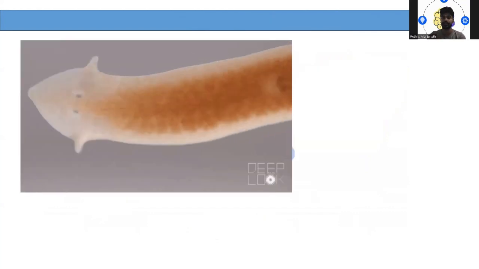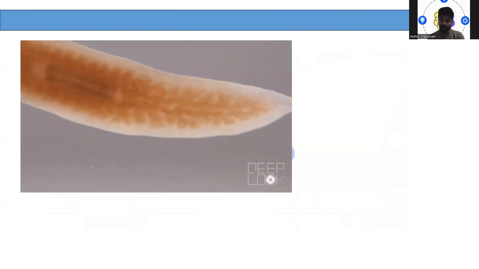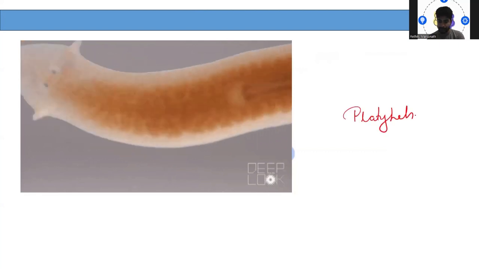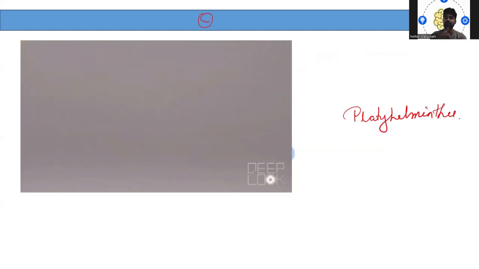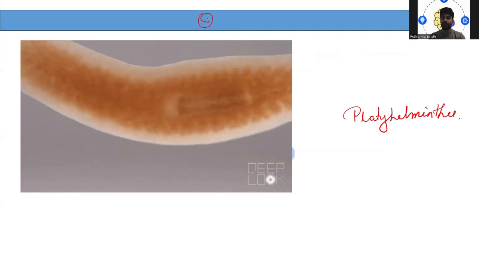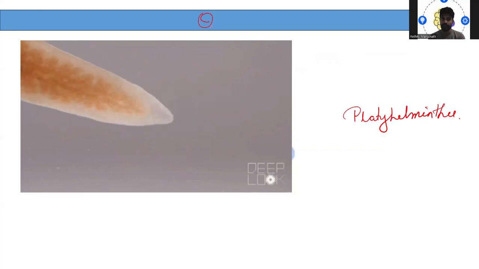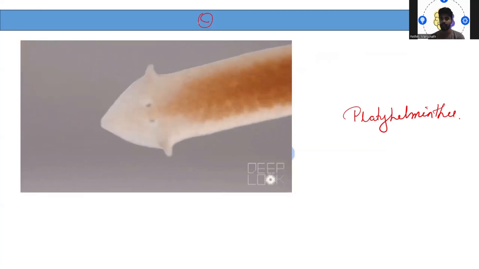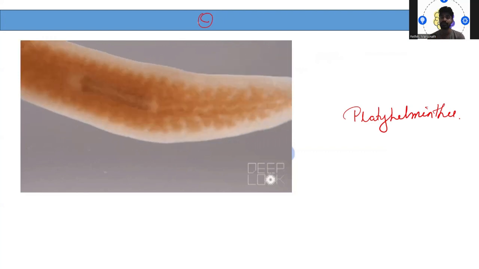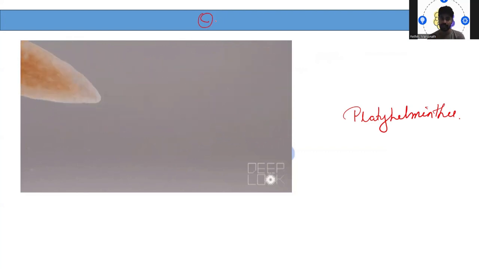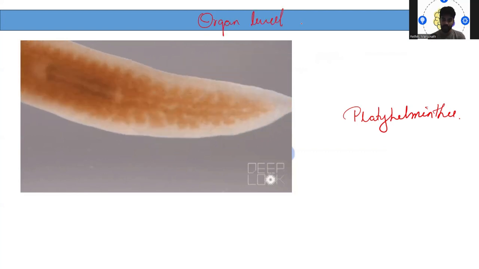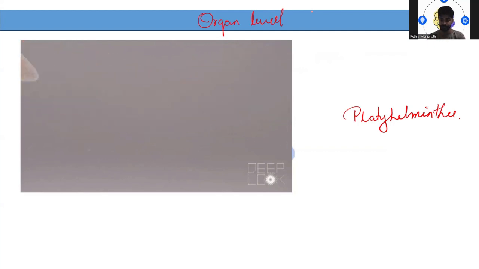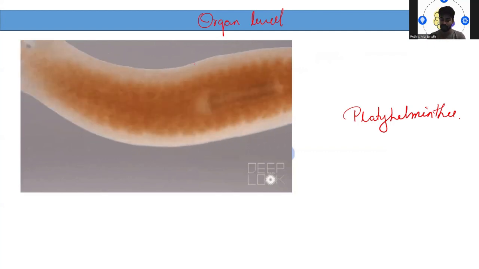If you go to higher animals, say Platyhelminthes, here you will see that tissues combine and make a complex, forming organs. The organs carry out the body processes. So this is called the organ level of organization. They exhibit organ level.